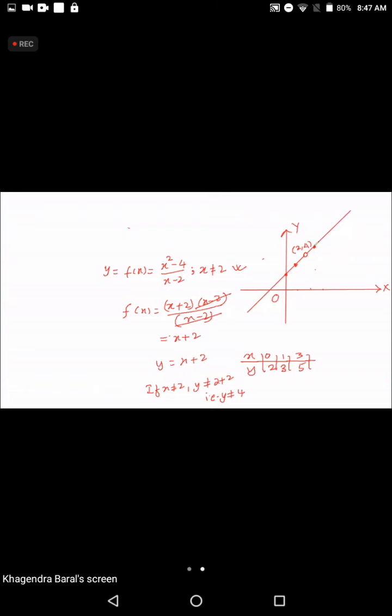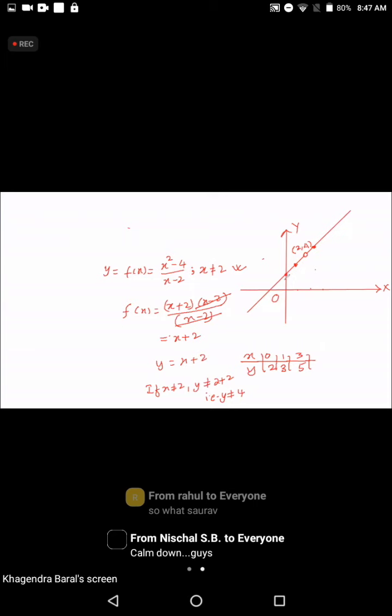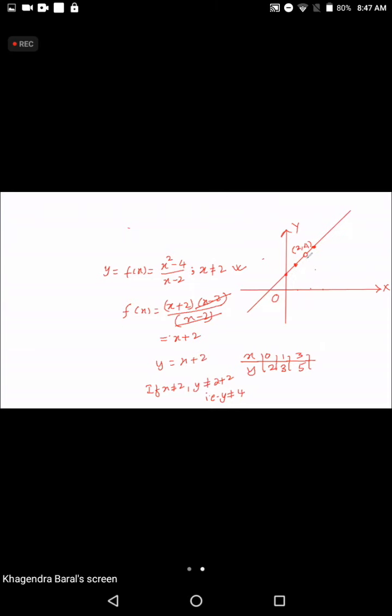ओके, अब यसमा यो ग्राफ छ नि, यो ग्राफमा होल देखिया छ। यु क्यान सी द होल इन द ग्राफ। इट इज द ग्राफ अफ दिस फंक्शन f of x is equal to x square minus 4 by x minus 2. Okay, now we come to the next.